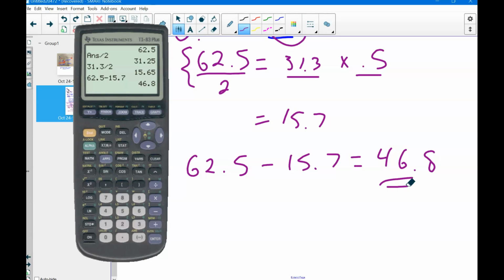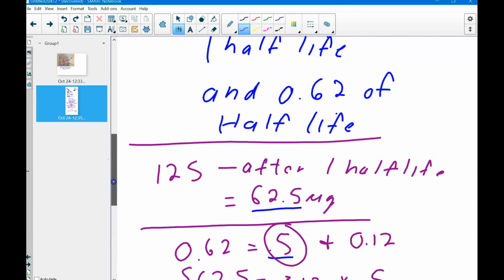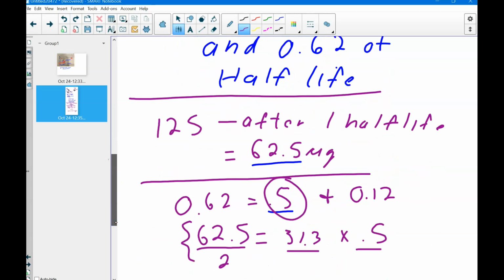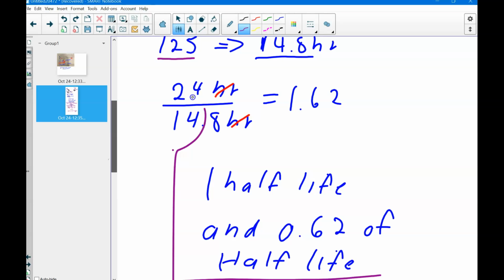It's decreasing by half-lives. So the first one we did here, I'll just go back and recap quickly. The first time we did 1/2 life was 1/2 the original value. Pretty easy. The first value was here.